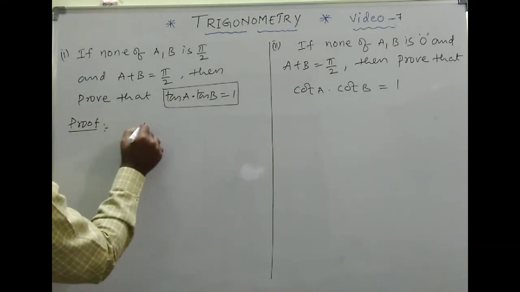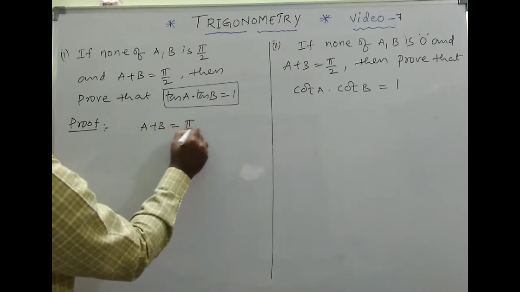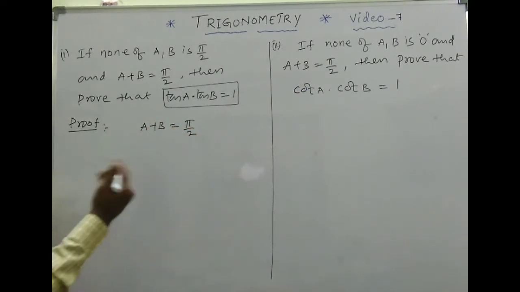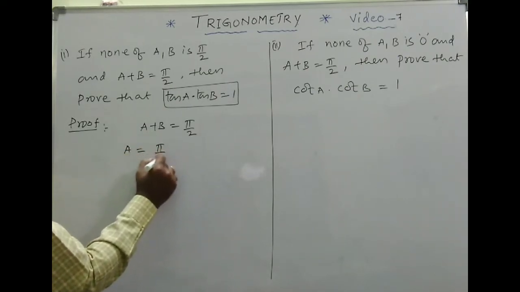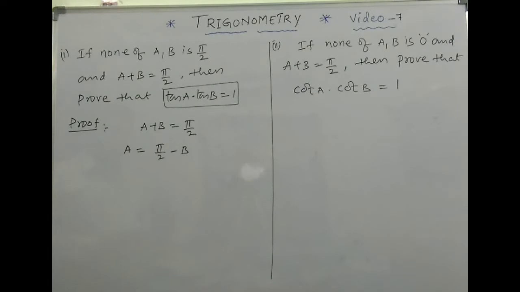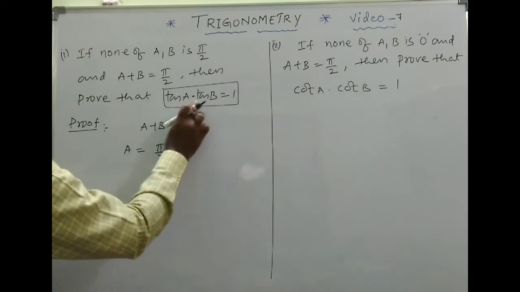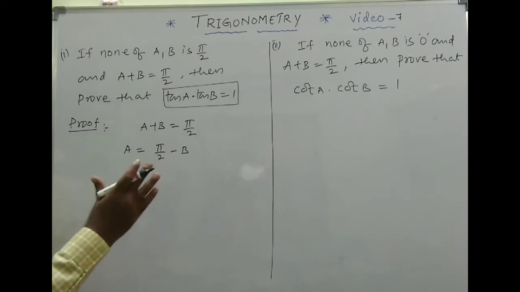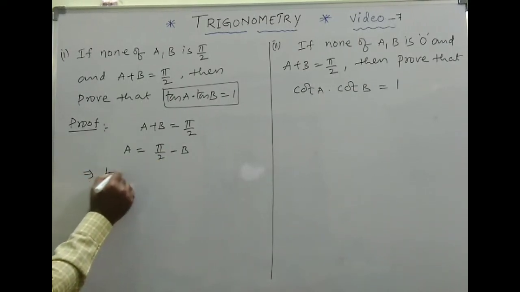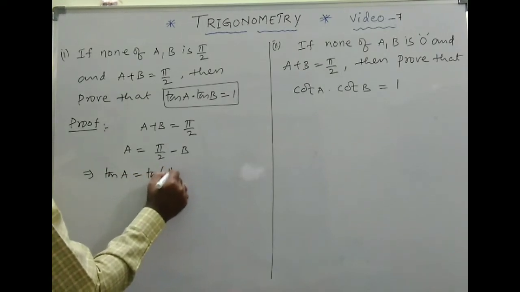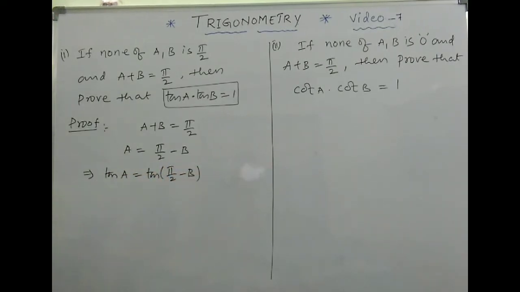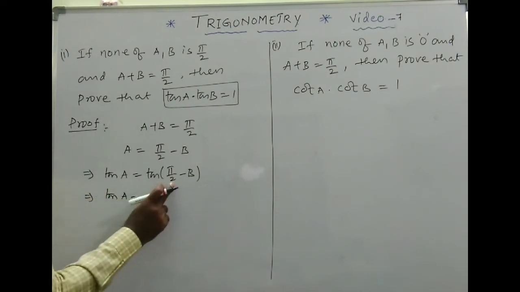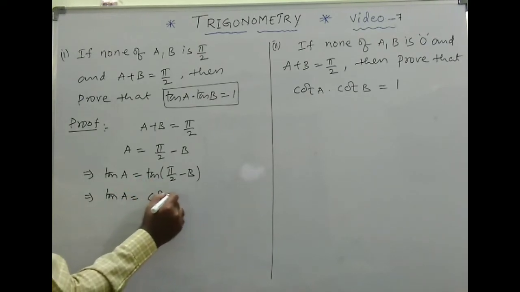What is given? A plus B is equal to 90. Any one, either A or B, you can send to that side. Hence capital A is equal to 90 minus B. Because the result is in tan, take the tan ratio on both sides. That's what: tan A is equal to tan of 90 minus B. So tan A is equal to, because of 90, tan changes into cot.